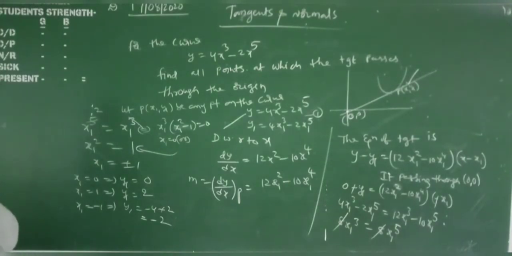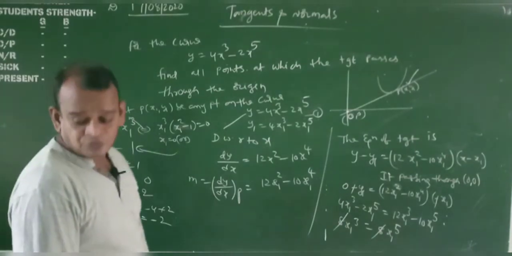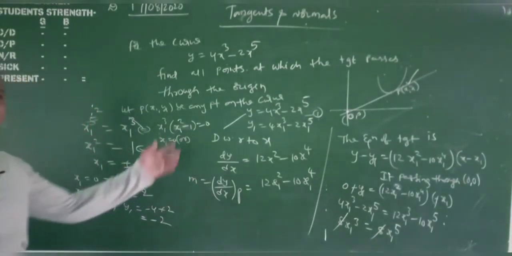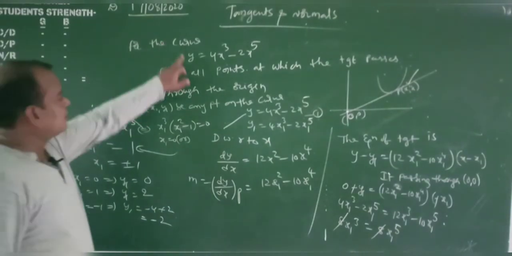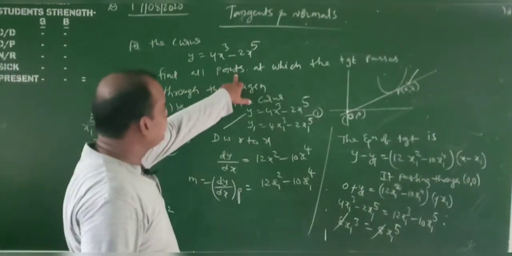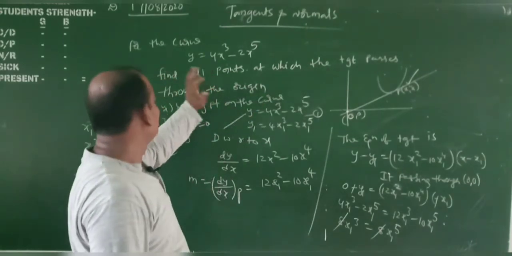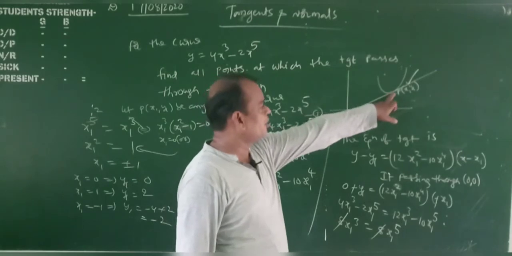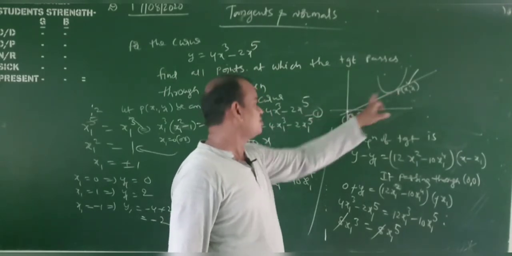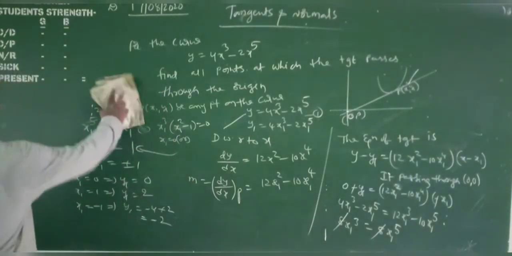Okay, my dear students. This way we will do this very important question. It has been asked 2 or 3 times in the CBSE examination. For the curve, find all the points at which the tangent passes through the origin. Where is the tangent here? All points here are P(x1, y1). We must ensure the tangent passes through the origin. Okay, my dear students.